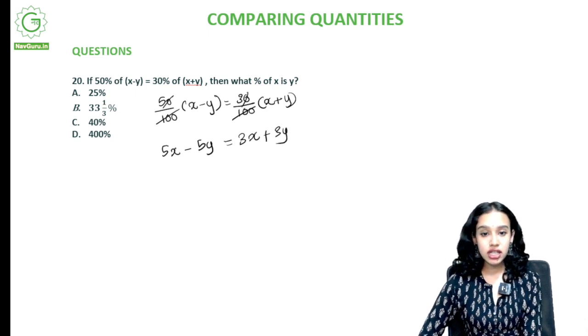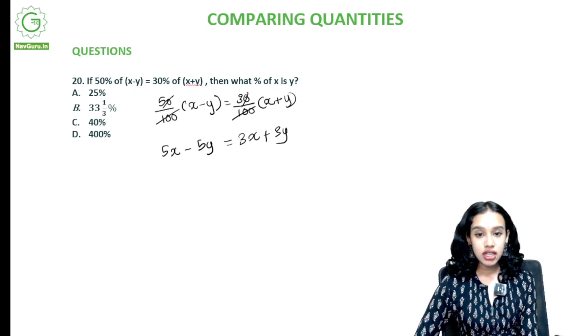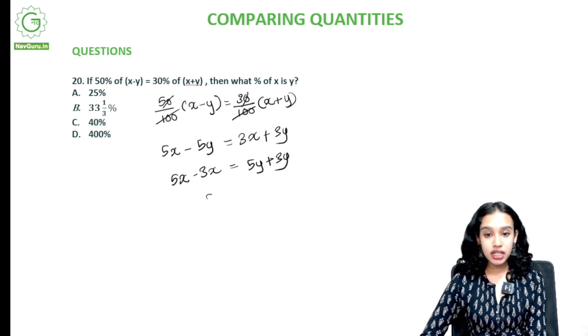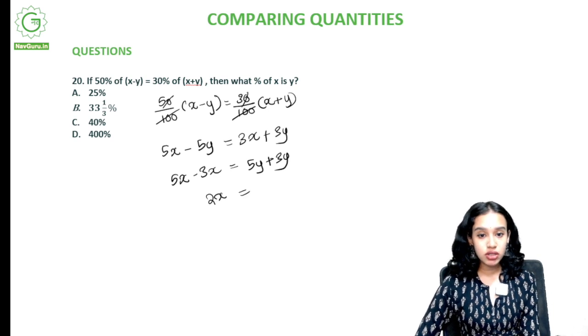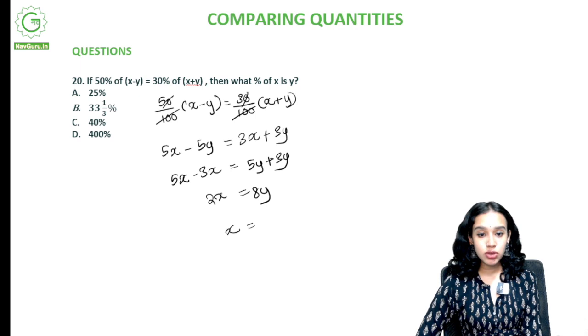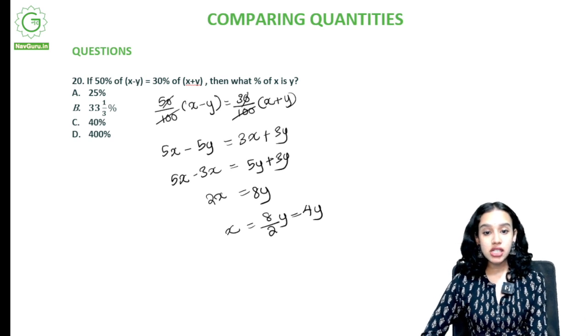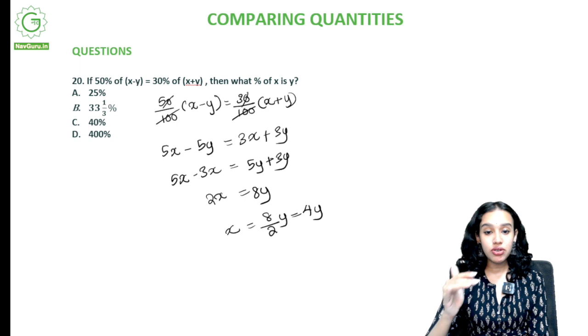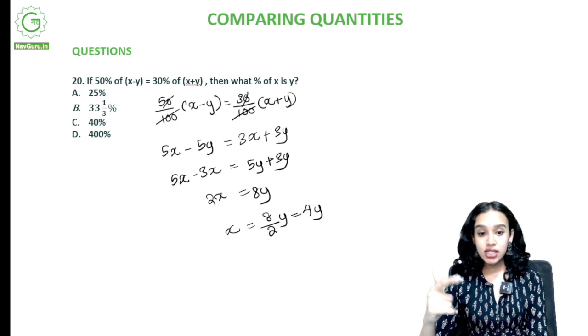So let's take all the x to one side and all the y's to one side. We have 5x minus 3x is equal to 5y plus 3y. So we have 2x is equal to 8y, right? So x is equal to 8 by 2 times y, which is equal to 4y, right? Now, what percentage of x is y? So we need to find the percentage of x and y. So x is equal to 4y, right?